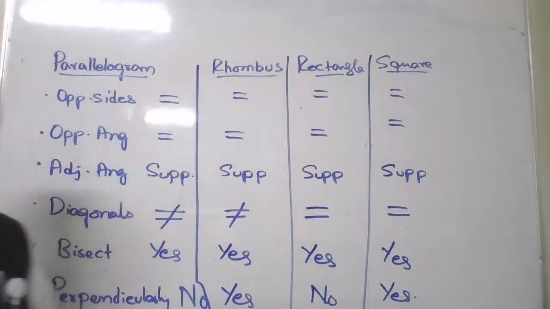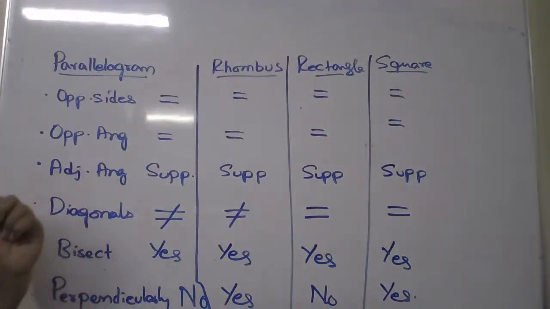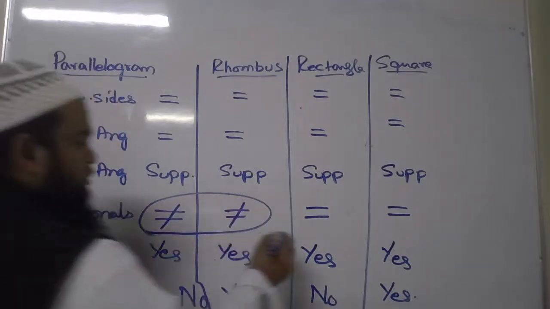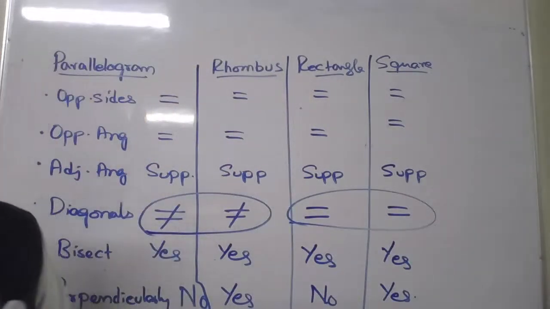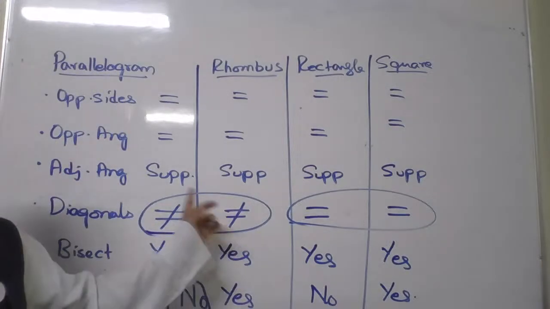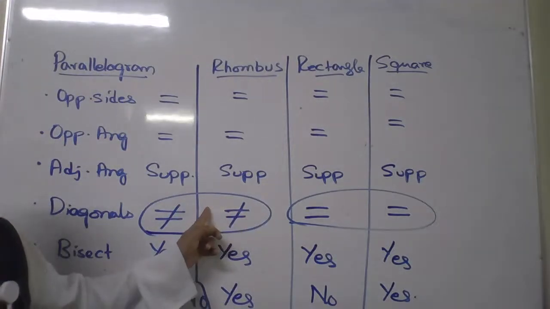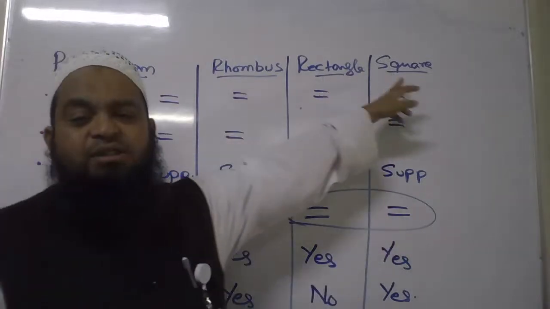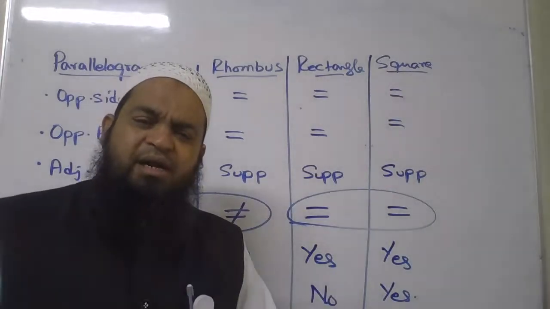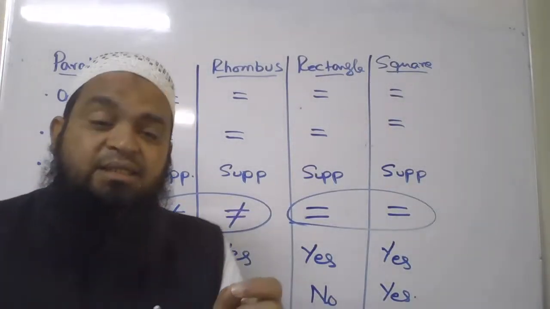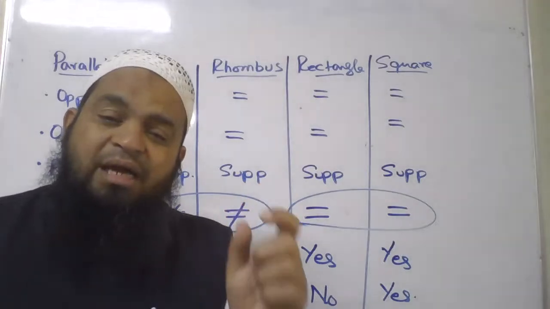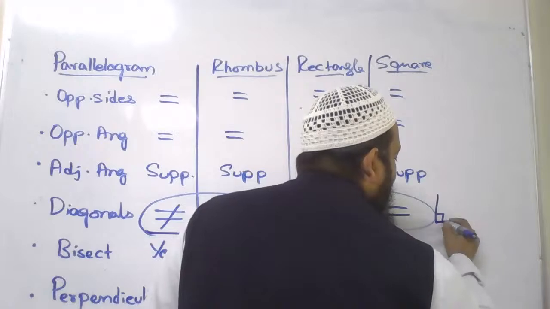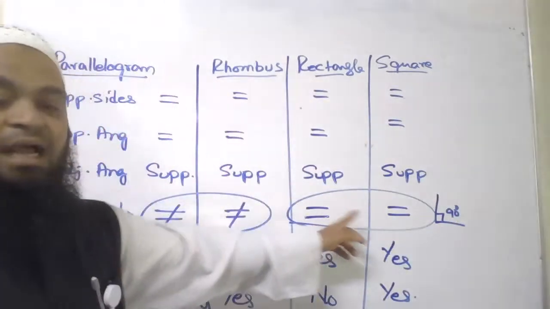Is it right? Now, see, there are two important points to understand here. Sir, diagonals are not equal. So, can you tell me when they are equal and when they are not equal? The diagonals are not equal in parallelogram and rhombus, but they are equal in rectangle and square. So what is the special property in rectangle and square? The special property is that the angle between the adjacent sides is 90 degrees. So that means whenever you have sides 90 degrees, the diagonals are equal.